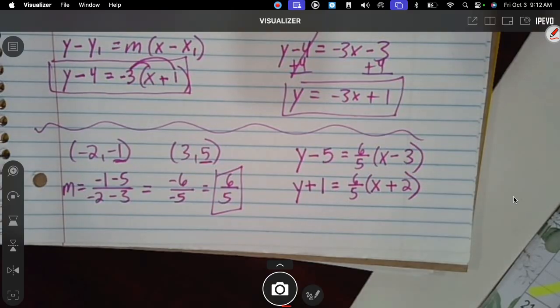I think, yeah. It's not a ton of problems today. Then we'll do vertical and horizontal lines. Okay.